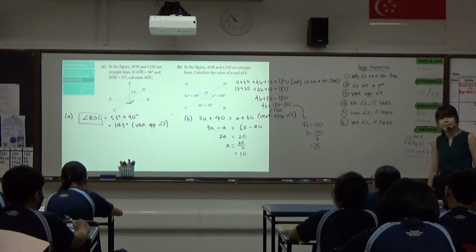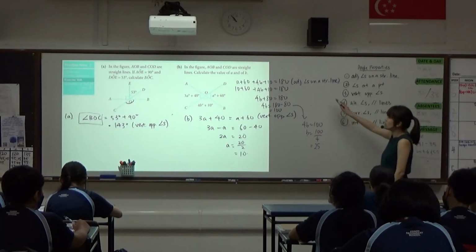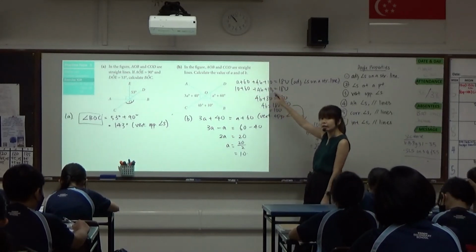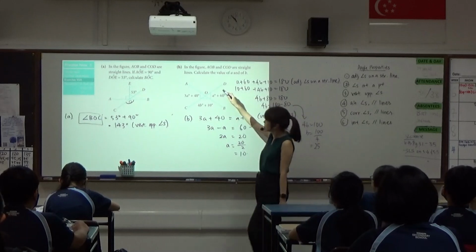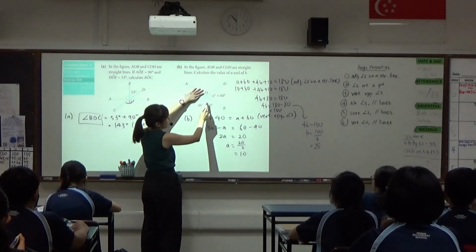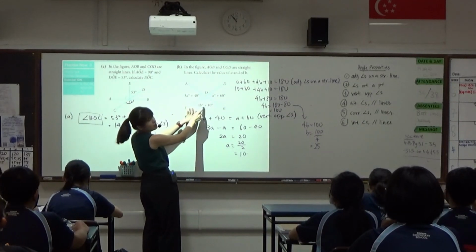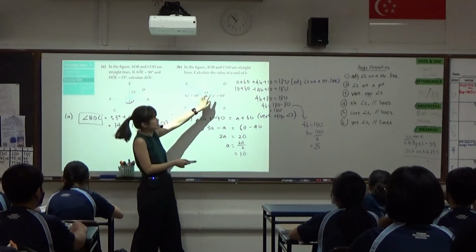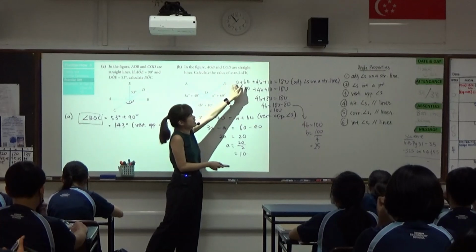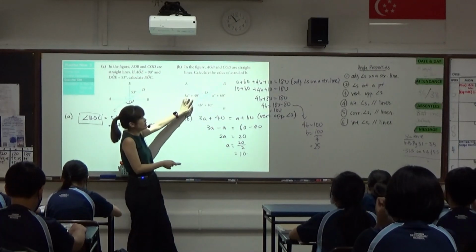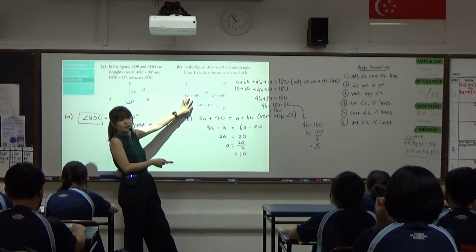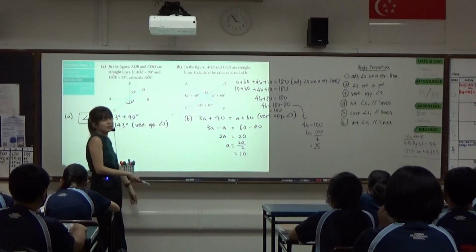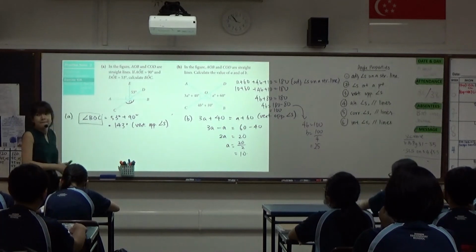Questions? Is this the only way of solving? There's another way also, right? We recognize that it is not just these two angles that are on a straight line. These two angles are also on a straight line, so you can also form a similar equation. Instead of using A plus 60, you can use 3A plus 40. That's fine as well. So 3A plus 40 plus 4B plus 10 add up to 180 degrees.